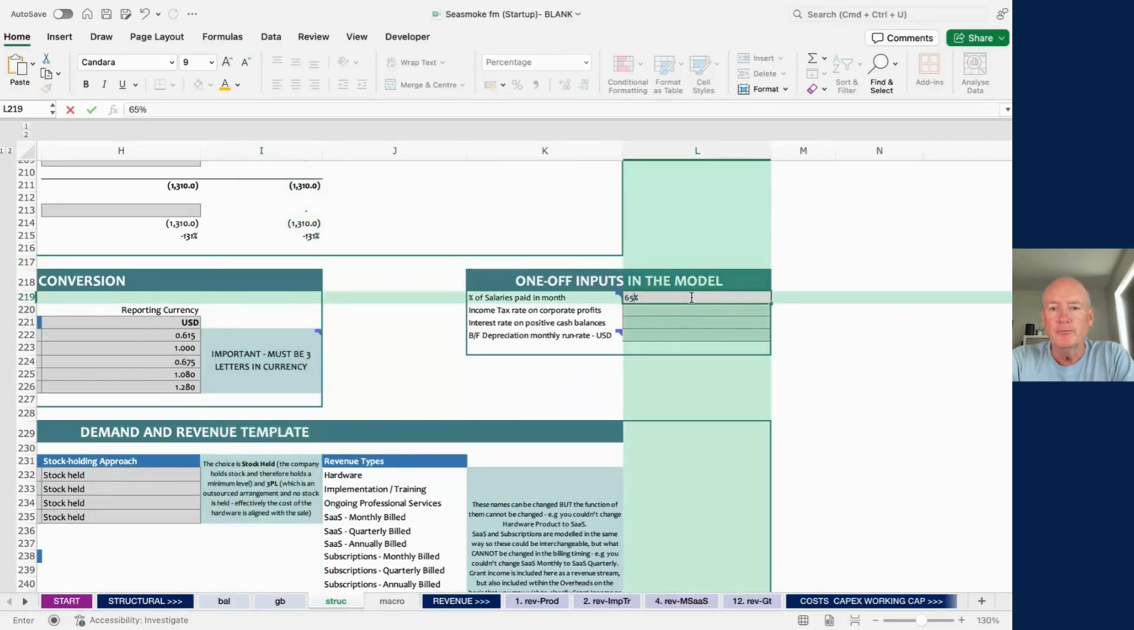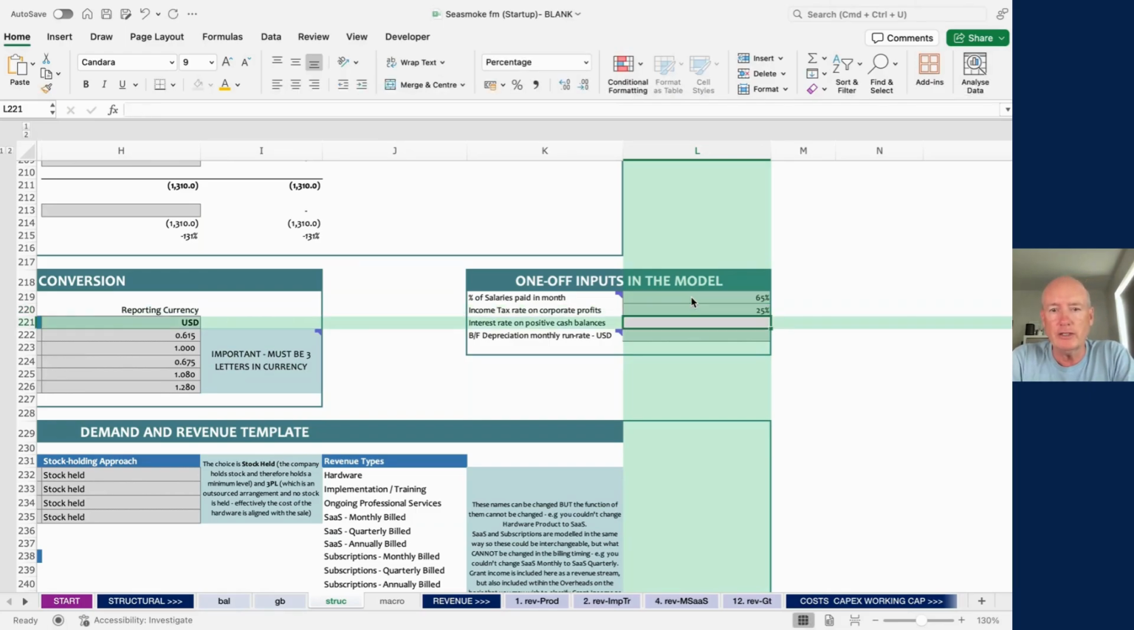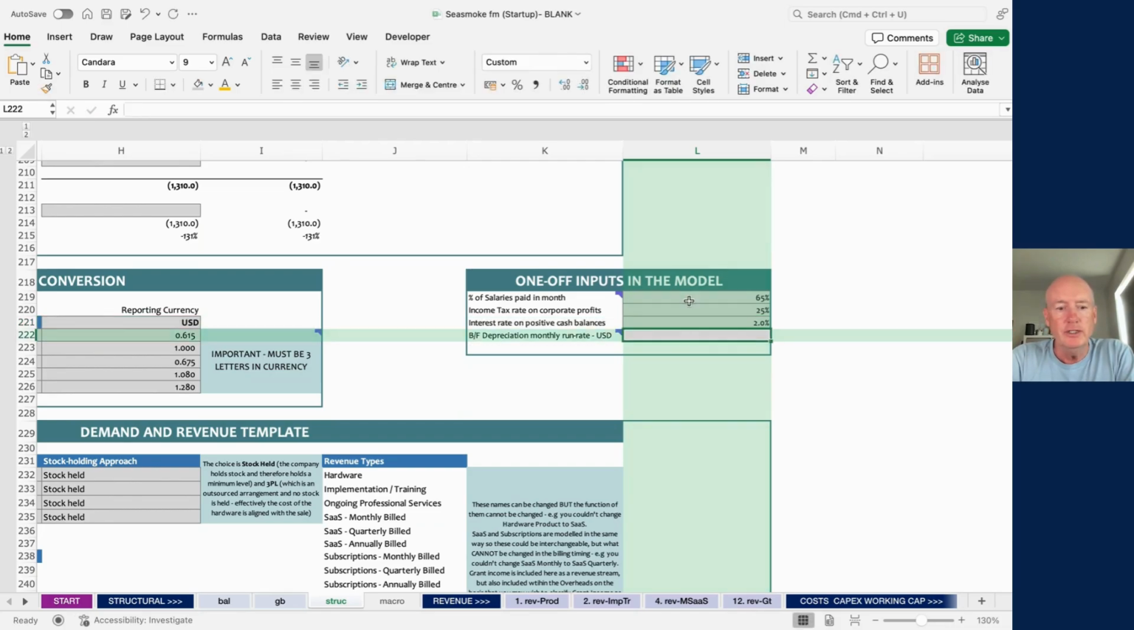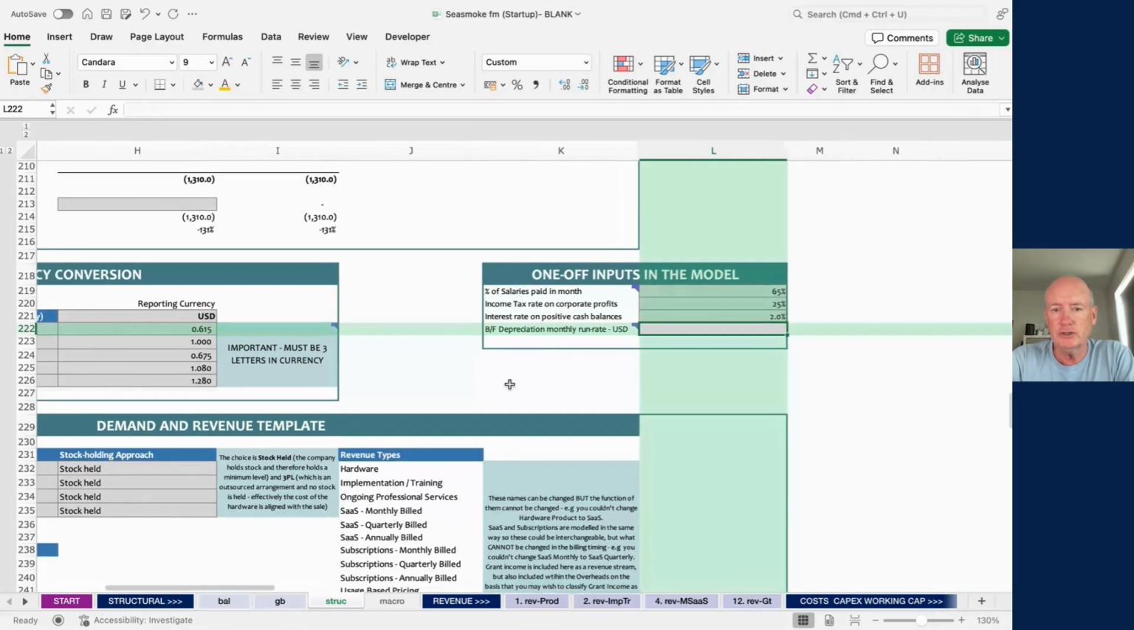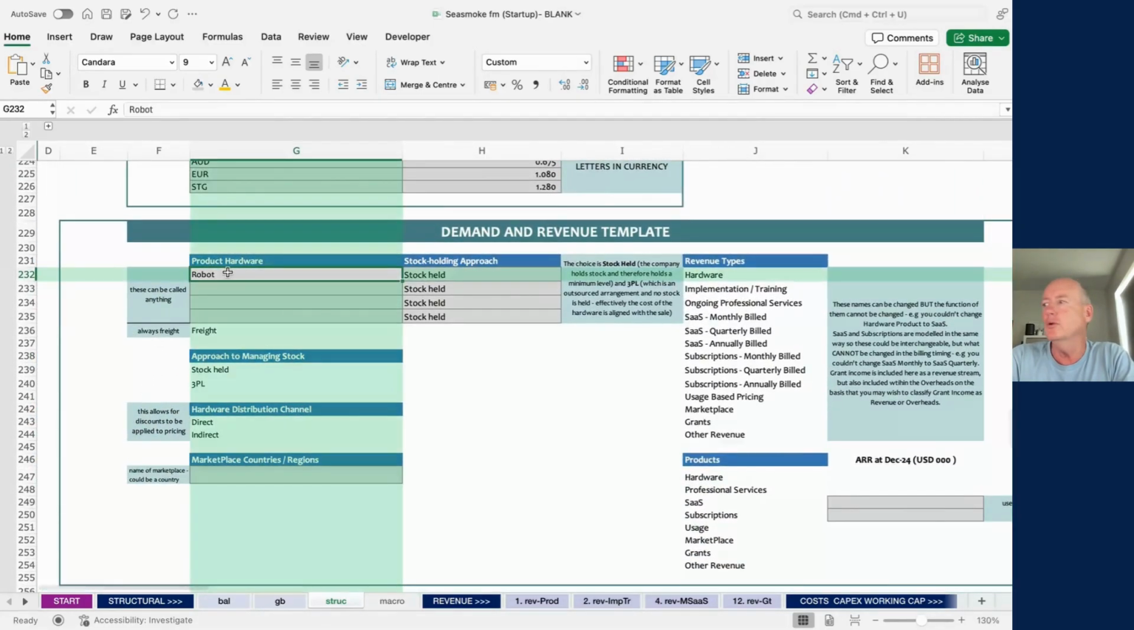One-offs in the model. We're going to pay 75% of salaries in the month. The rest is all taxes. Let's say the corporate rate of tax is 25. Interest rate on any positive cash, 2%. And there's no depreciation run rate to bring forward.